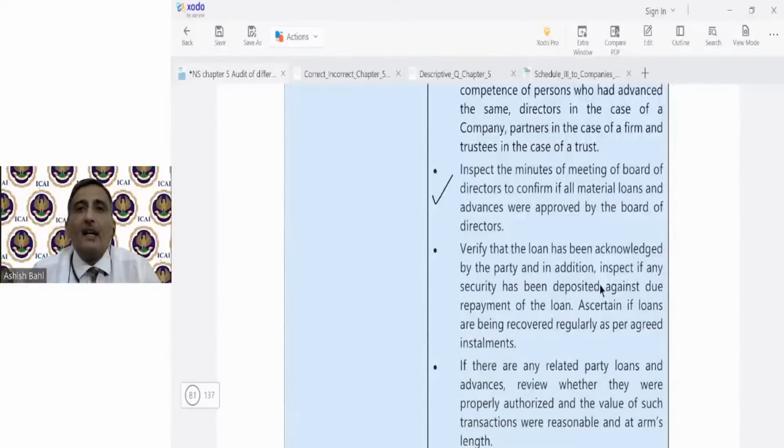And while verifying the terms of loans and agreements, also see if some security has been provided by the party for taking such a loan. Okay, what are the terms of loans and agreement, and whether all the repayments pertaining to the loan are being received as per the terms of the agreement.